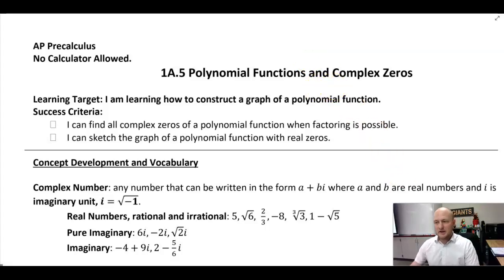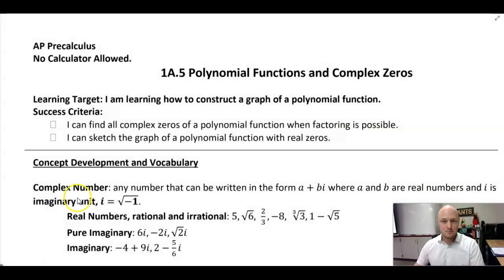This is 1A.5 and we're going to talk about polynomial functions and their complex zeros in this lesson. Given a polynomial function in analytical form, we can easily find those complex zeros by breaking the function down, and we'll talk about how to do that in this lesson. We're going to find all complex zeros, and then towards the back half of the lesson, might be in another video, we're going to sketch the graph of a polynomial function with those real zeros.